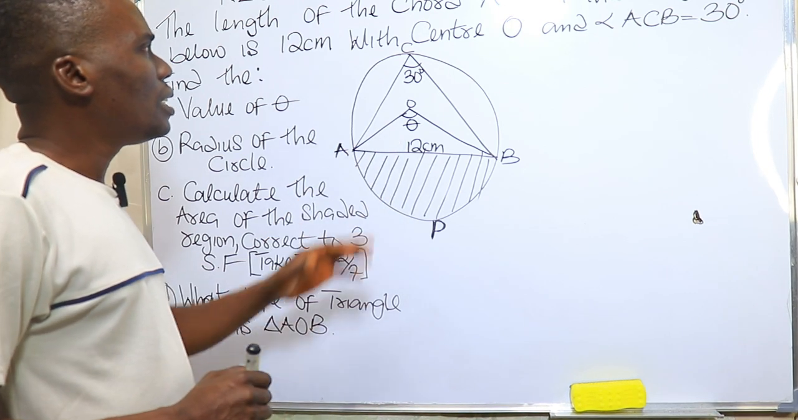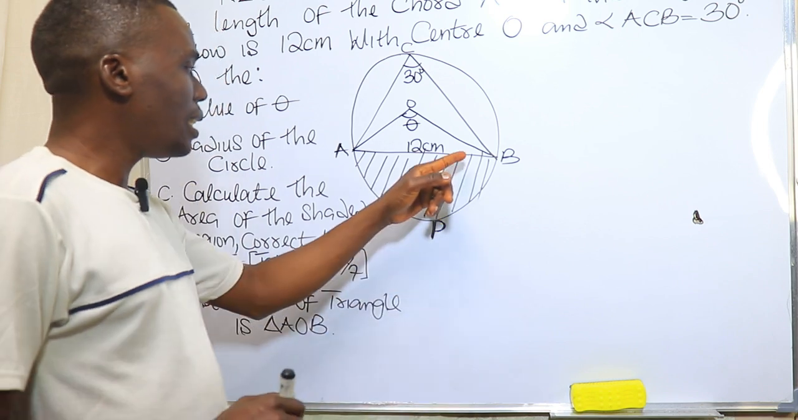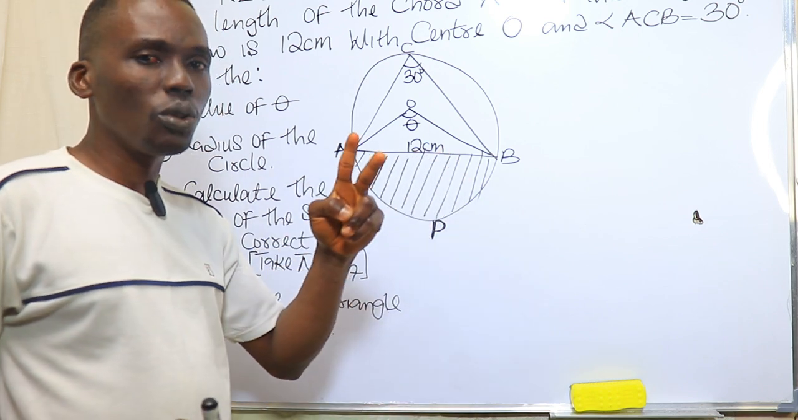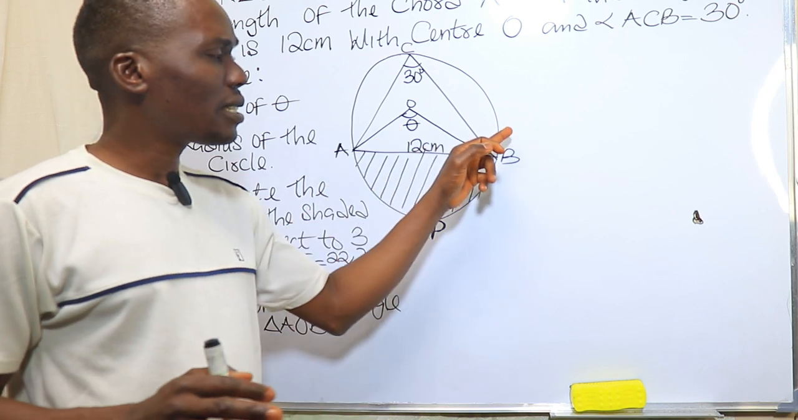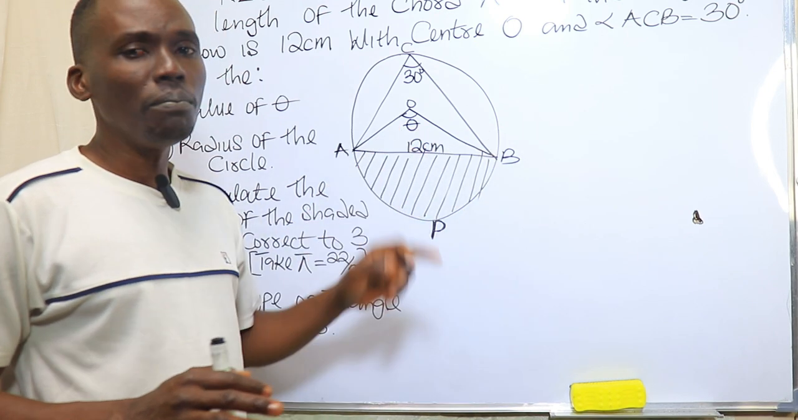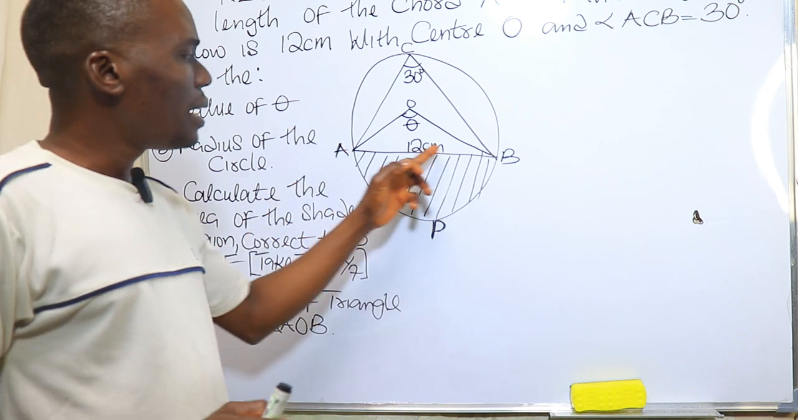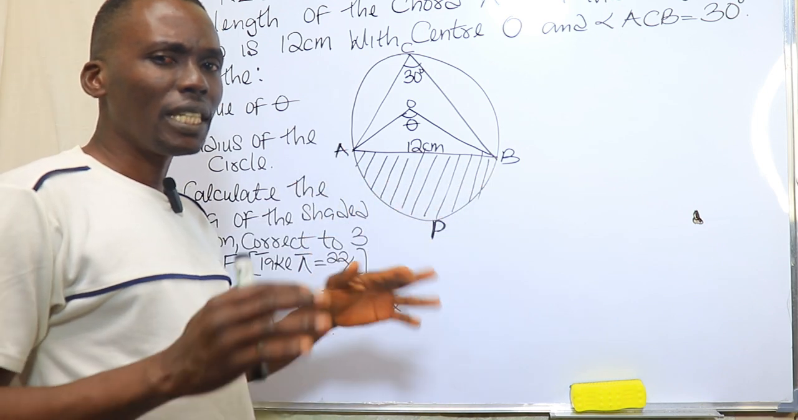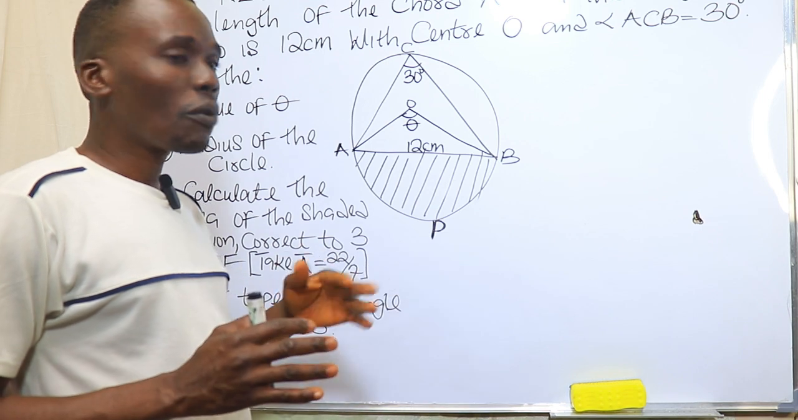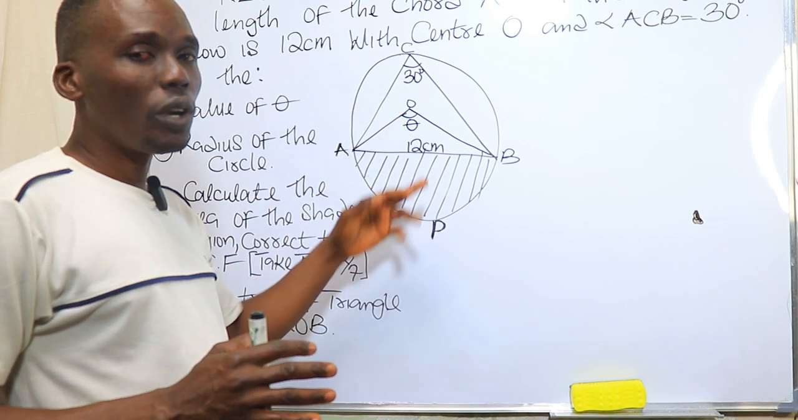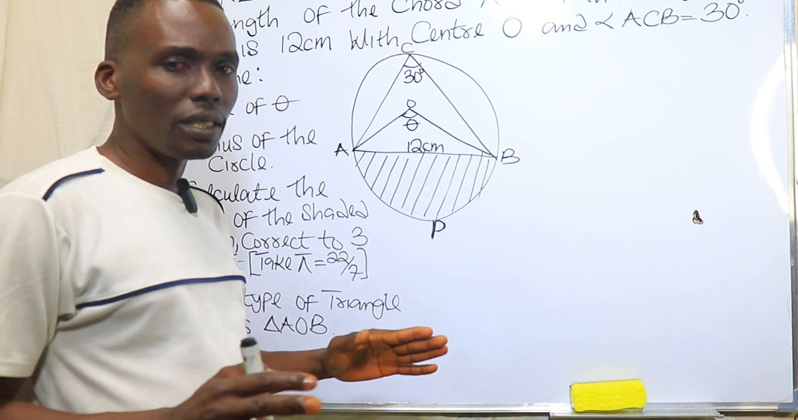We are given a chord. Remember, a chord is a line that divides a circle into two parts. It must not be equal parts. If it divides the circle into two equal parts at the middle, then that chord is a diameter. But if it divides the circle at any other point, then it is a chord, AB. And this chord divides the circle into two segments, the major and the minor segments.